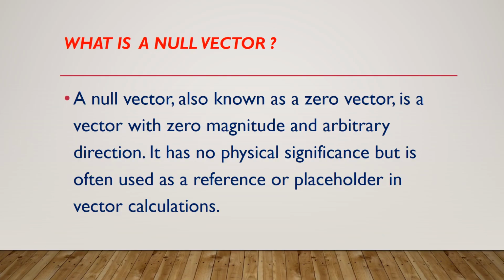What is a null vector? A null vector is also known as a zero vector. It is a vector with zero magnitude and arbitrary direction. It has no physical significance but is often used as a reference or placeholder in vector calculations.